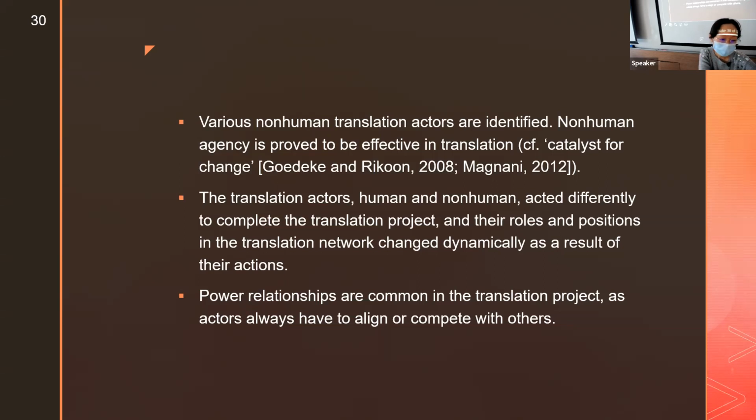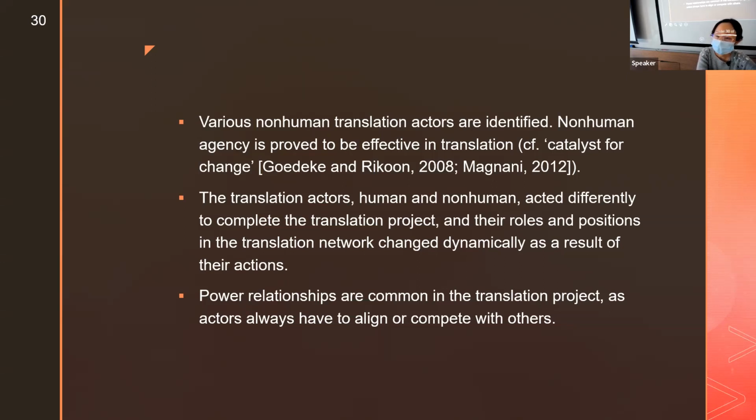Non-human agency is proved to be effective in translation, not just in the sense of a catalyst for change, but rather non-human actors directly function in providing or taking away other actors or resources, and in building and cutting connections in networks, in the networking process of translation.